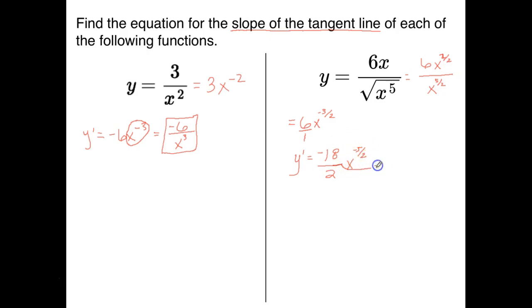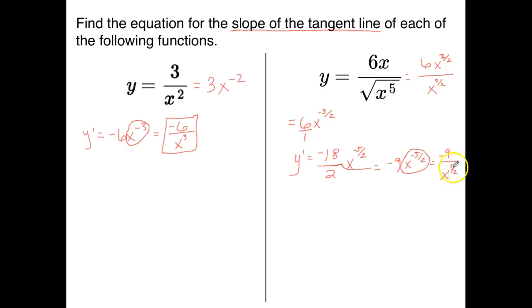Okay, now we can simplify all this. So you know what? First thing I'm going to do is divide this negative 18 and 2. It's going to be negative 9 x to the negative 5 over 2. Okay, at this point, this thing has a negative exponent. I can't leave negative exponents, so I'm going to move it to the bottom. So my answer is going to be negative 9 over x to the 5 over 2.